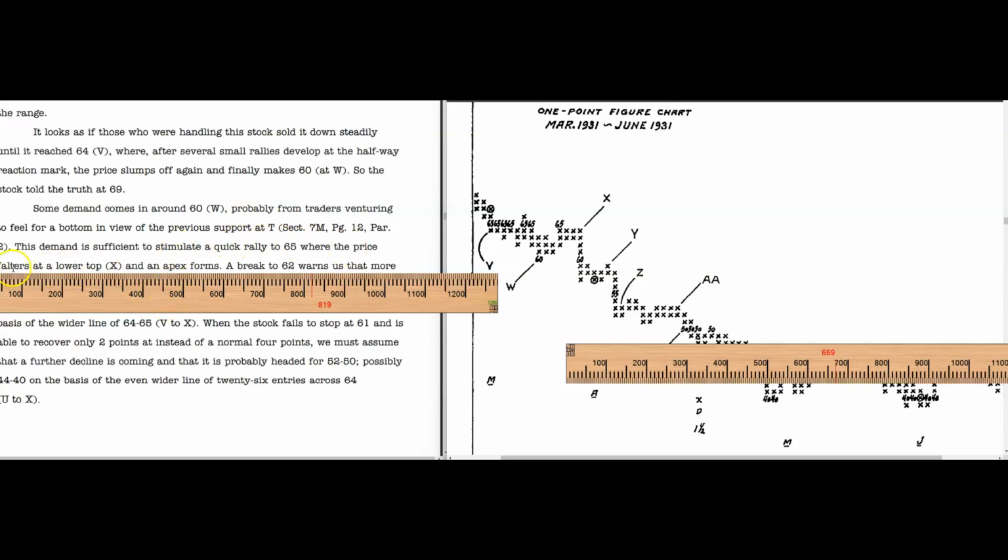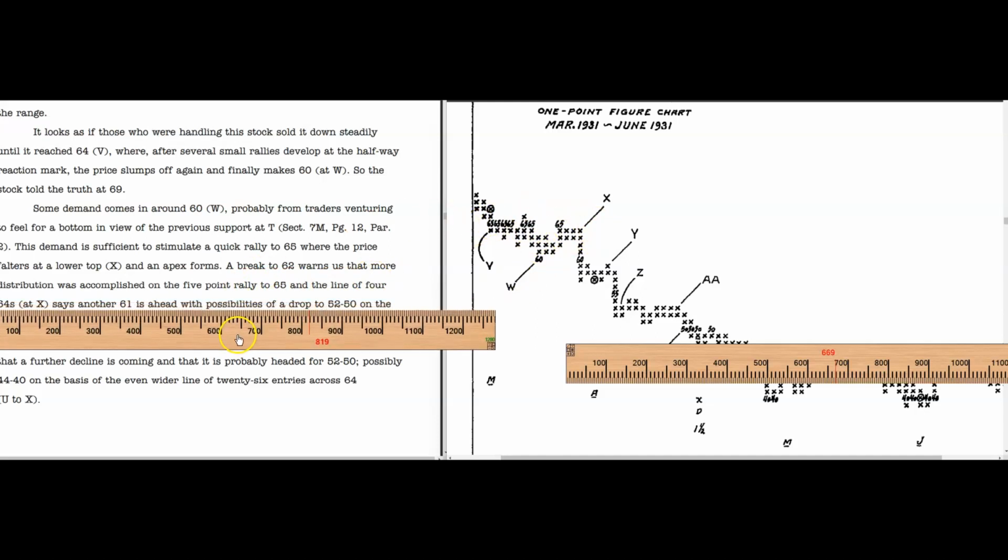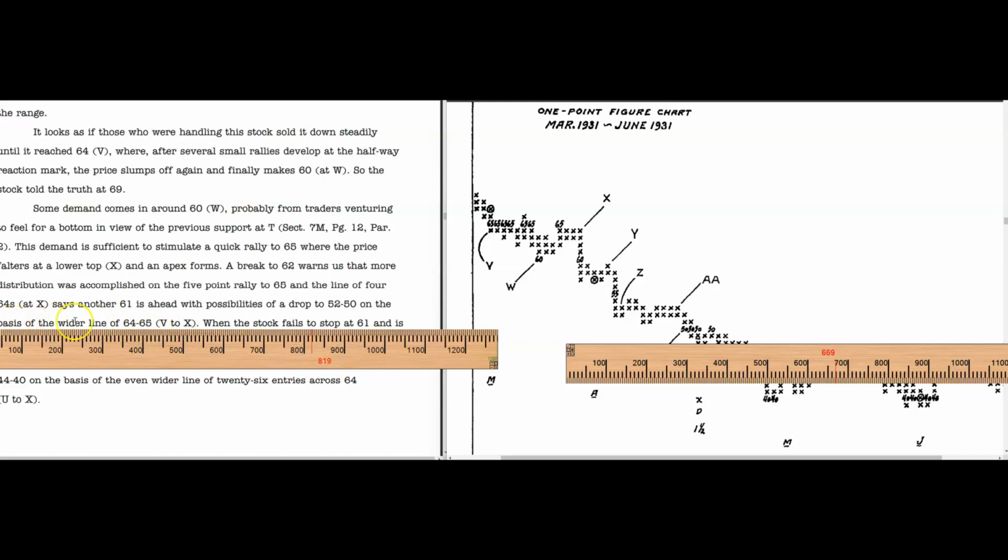And here is where price falters and makes a lower high and the apex forms, some type of apex, a springboard, or whatever. And a break to 62 warns us of more distribution accomplished on the 5-point rally to 65. All these things is a break and a test. And now you can start doing the counts on the downside. And the line of 464 says another 61 is ahead with possible drop all the way down to 52 or 50 on the basis of the wider line of 64 to 65, right? U to X. So you can see how he's doing counts.